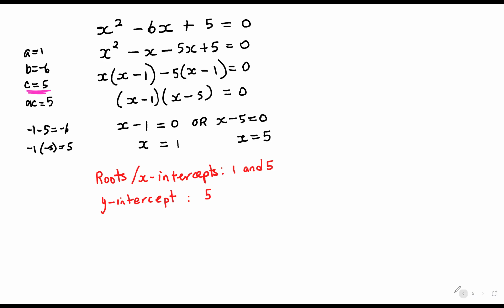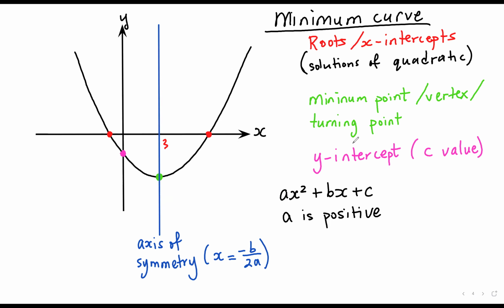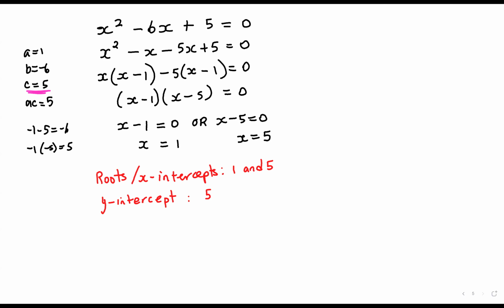Now I need to find the axis of symmetry. And the reason I will find the axis of symmetry is because the axis of symmetry gives me the x coordinate of the minimum point. So I could find the equation of the axis of symmetry by using the formula, x is equal to minus b over 2a.